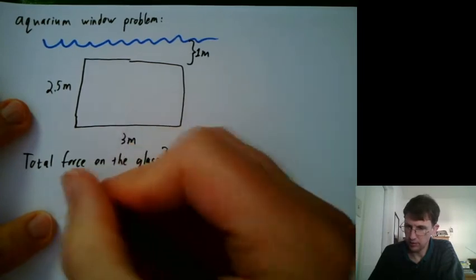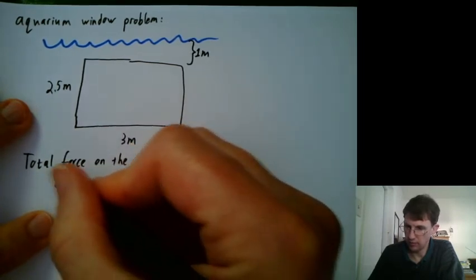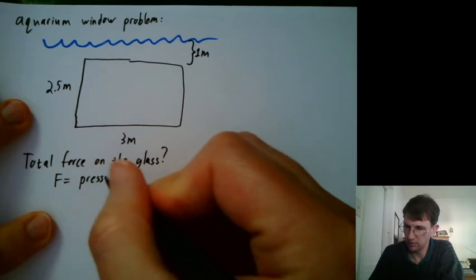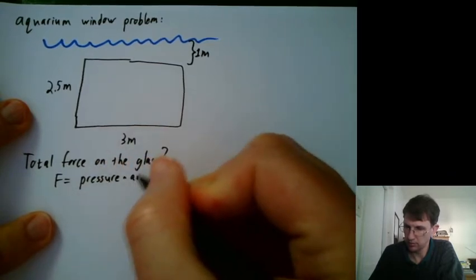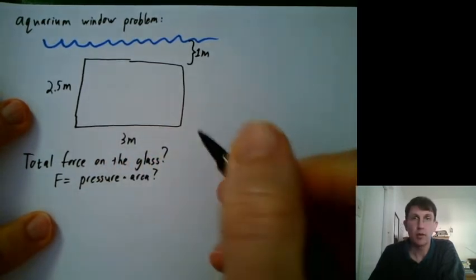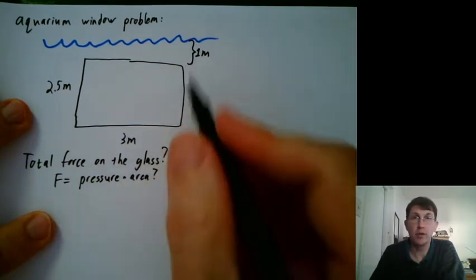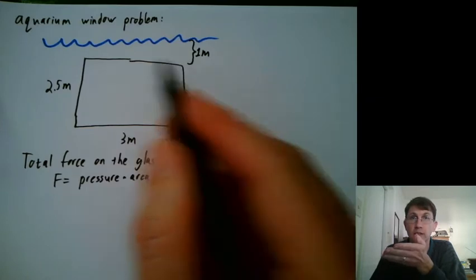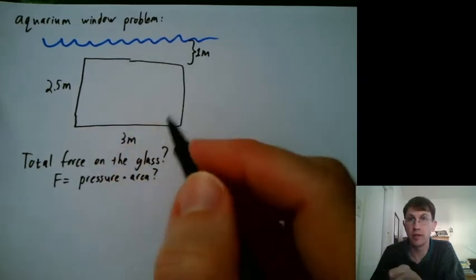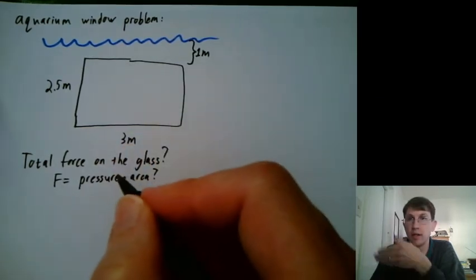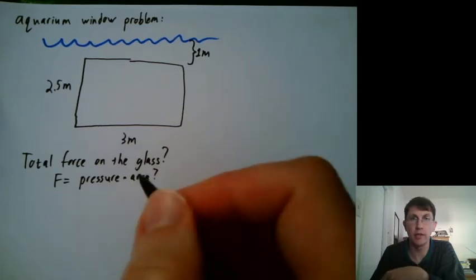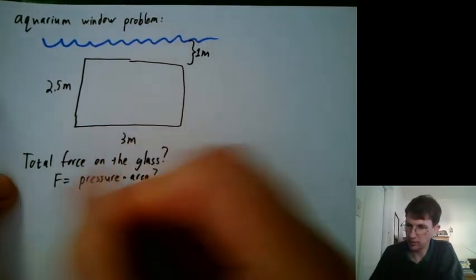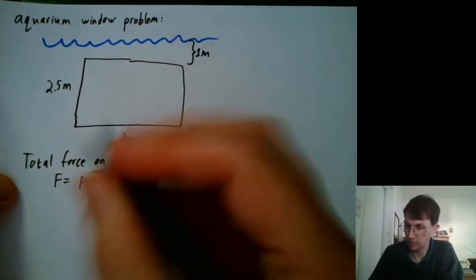Well, can we just use force equals pressure times area? Well, if the pressure was the same across this whole area, then sure, we could. But the pressure is less up at the top than it is at the bottom. So we can't use this all in one application. We need to think about what's going on here. The pressure on the glass is different at different depths.